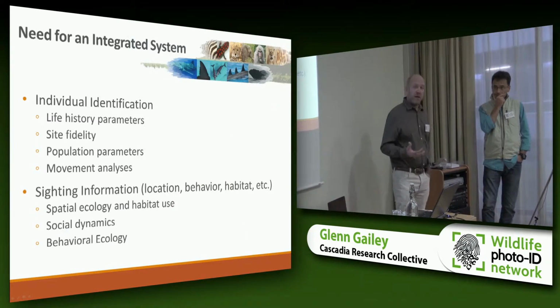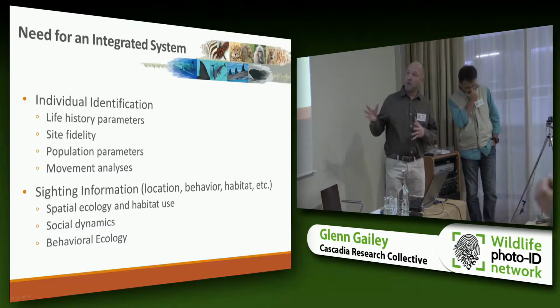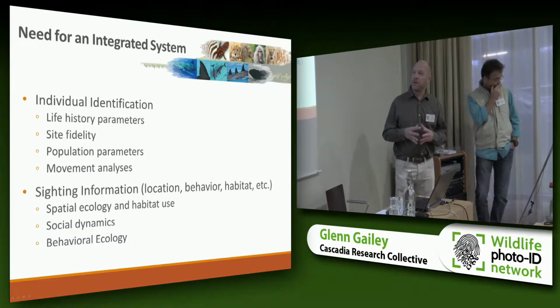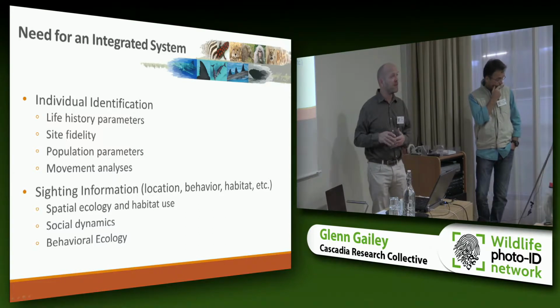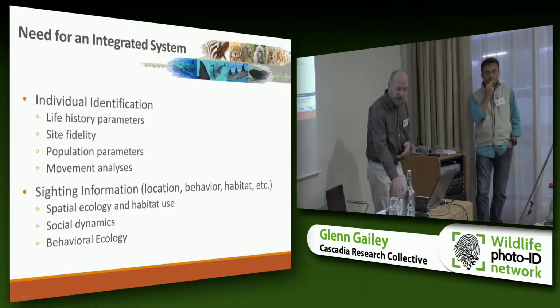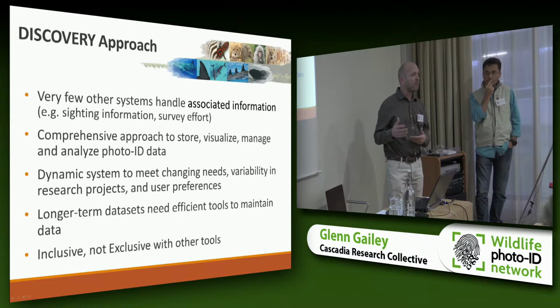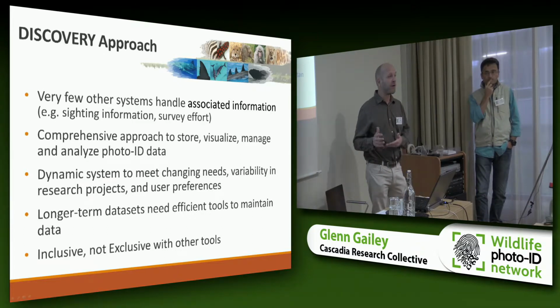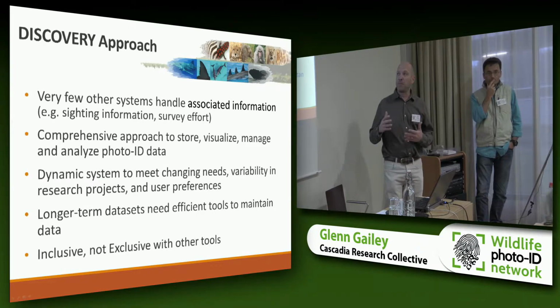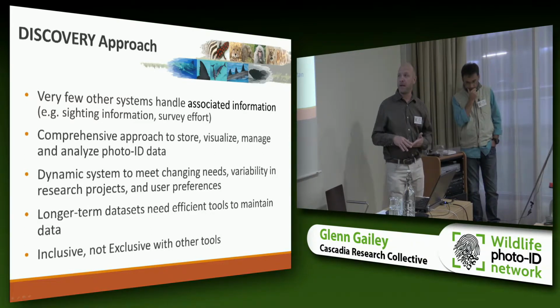But there's so much other data associated with photo ID. Not only the life history parameters associated with the individuals, but you also have a lot of sighting information that goes into group size, spatial patterns, etc. And a lot of this has not been the focus of different software. Because those other softwares are so species specific, there are so many other species that there's no software available for. So we tried to develop an overall comprehensive approach to store, visualize, manage, and analyze your photo ID data.